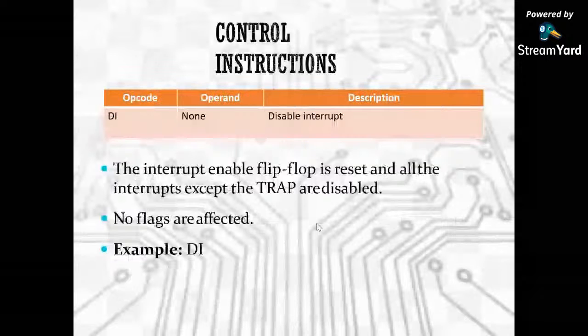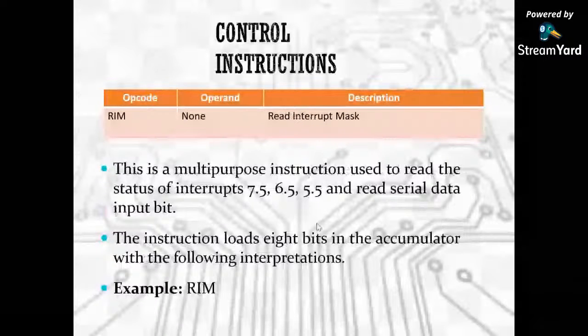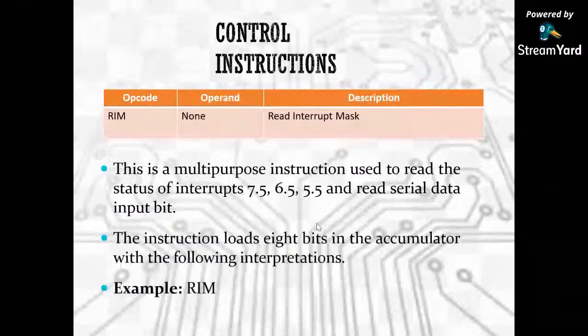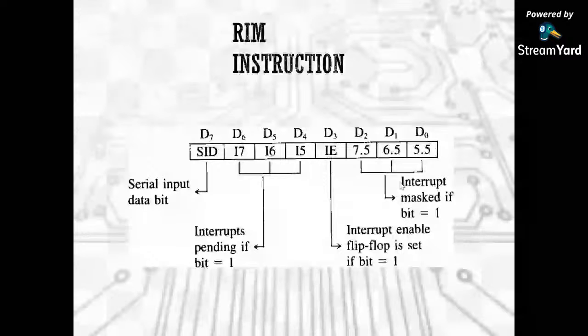Ini adalah disable interrupt jika Anda mau mendisable interrupt ya. Enable interrupt ini juga sama. RIM, read interrupt mask, ini adalah multipurpose instruction used to read the status of interrupts 7.5, 6.5, and 5.5 and read the serial data from the input bit. This is the RIM, yeah, read interrupt mask. The instruction loads the 8-bit accumulator with the following interpretation.